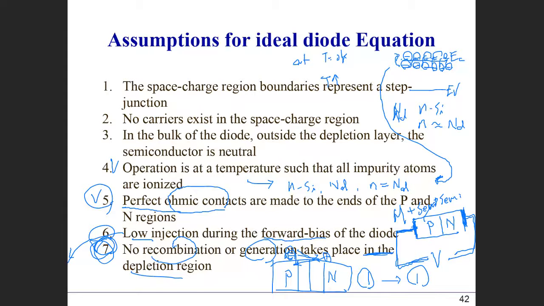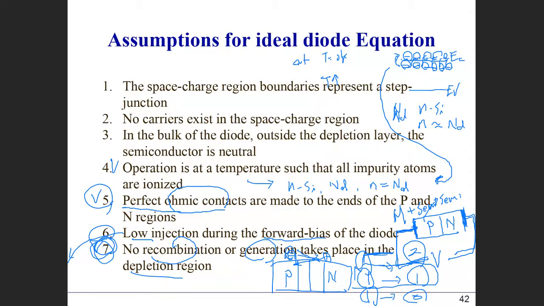If there's recombination within the depletion region, maybe one goes in, but it recombines and disappears, so it doesn't come out in the opposite direction. Another case is that one goes in, but it creates another one within the depletion region, so you may have two come out. That's the case of generation. For our case, we just look at one coming in and one coming out of this depletion region. These are the assumptions we're going to use in the following slides.